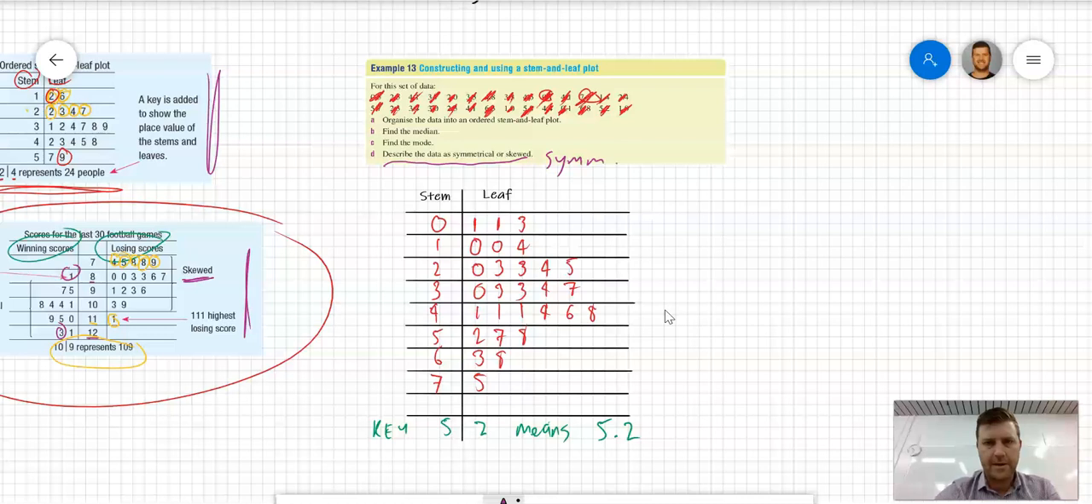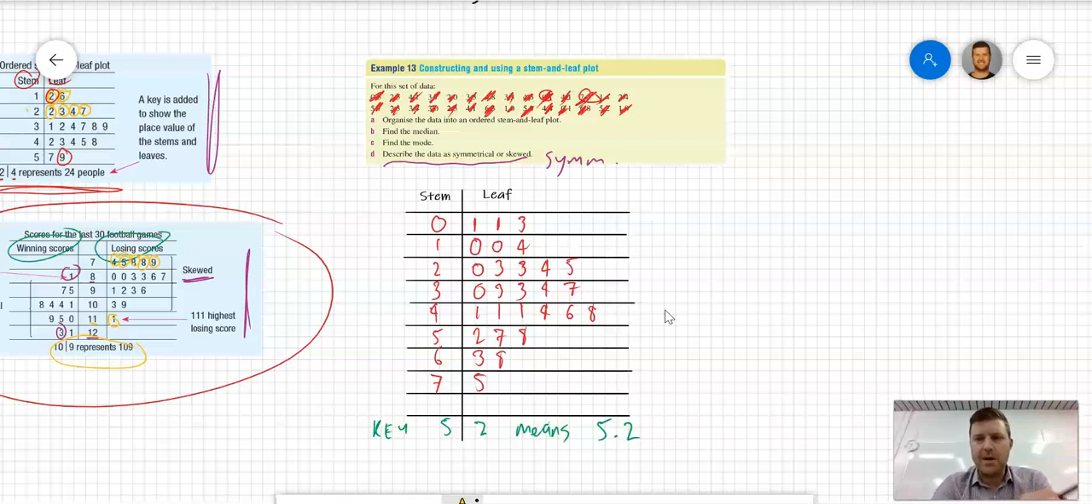I'm going to go back and do questions B and C. So it says find the median. Now the median is the middle number, and this is important because we've ordered the data from lowest to highest. So now I can work out how many numbers there are and work out what the middle value is. Let's actually count the data from the top. 1, 2, 3, 4, 5, 6, 7, 8, 9, 10, 11, 12, 13, 14, times 2. There's 28 numbers there. So there's 28 data points.